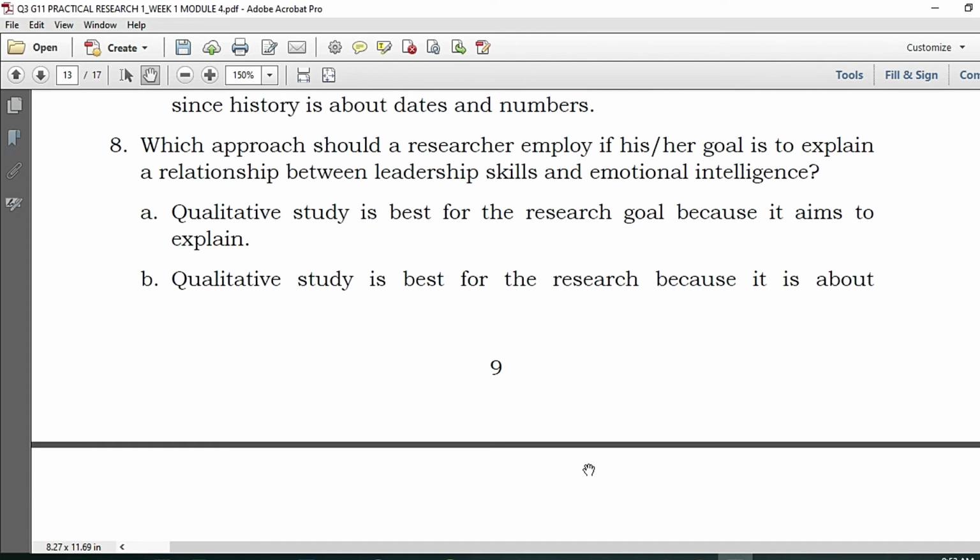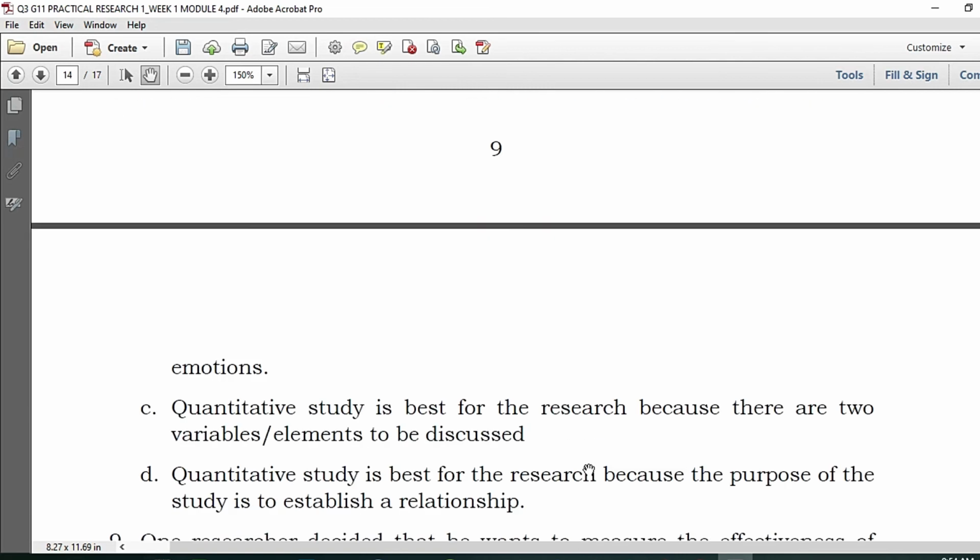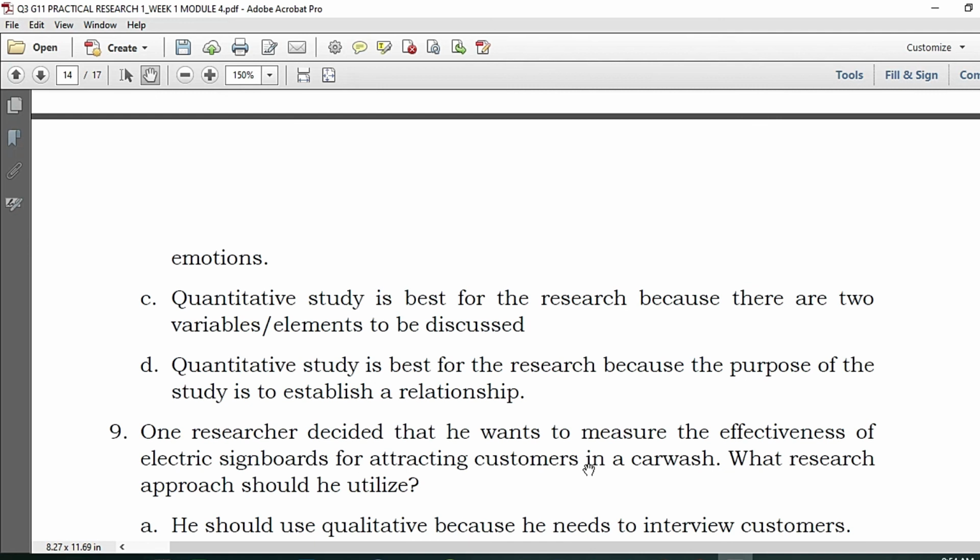Okay, for number 8. Which approach should a researcher employ if his goal is to explain a relationship between leadership skills and emotional intelligence? A. Qualitative study is best for the research goal because it aims to explain. B. Qualitative study is best for the research because it is about emotions. C. Quantitative study is best for the research because there are two variables elements to be discussed. D. Quantitative study is best for the research because the purpose of the study is to establish relationship. Okay, the correct answer is letter D.